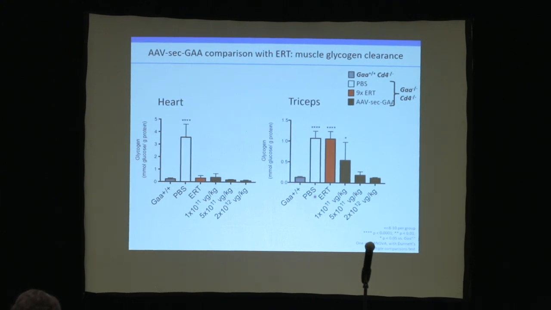But then when you go to triceps, which is a skeletal muscle that is quite hard to treat, you do see that ERT actually has no effect at this dose. But with the secreted GAA vector, you have a very nice dose response, with a complete correction at 2×10^12 Vg per kilogram.